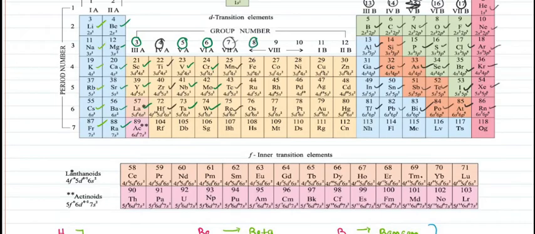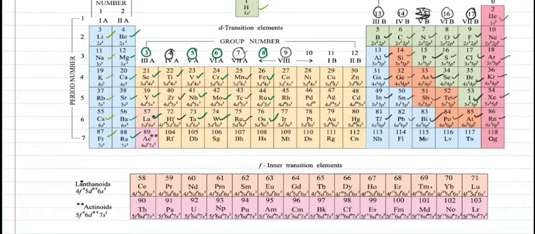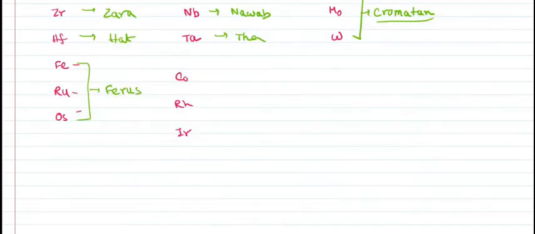The eighth group here, iron, ruthenium, osmium. In iron, ruthenium, osmium we can take this all together and write ferrous for iron, ruthenium and osmium. Now the ninth is cobalt, rhodium and iridium. For this what we can do is Co is con, Rh is Rahega, Ir is Ireland. Con Rahega Ireland, who will live in Ireland.